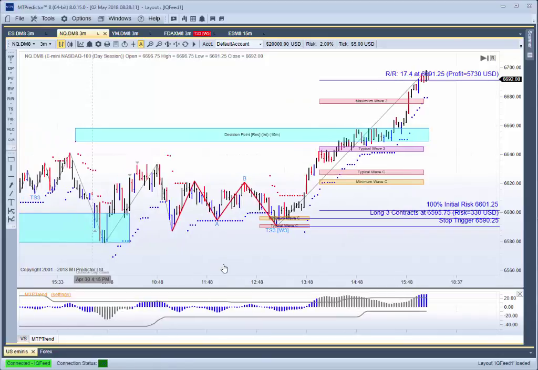So a good example of using MTPredictor on multiple time frames, on an example that we followed up from our training webinar yesterday.